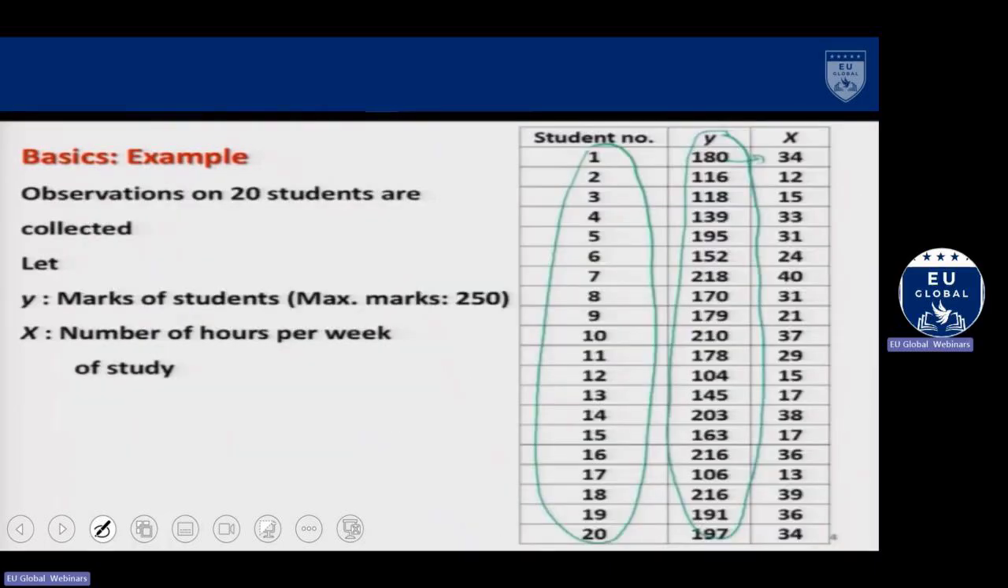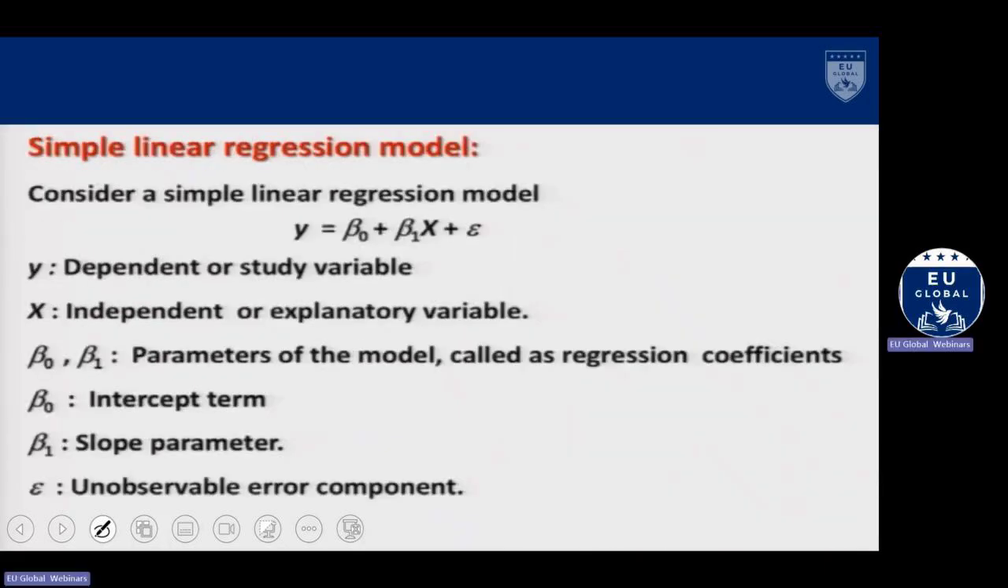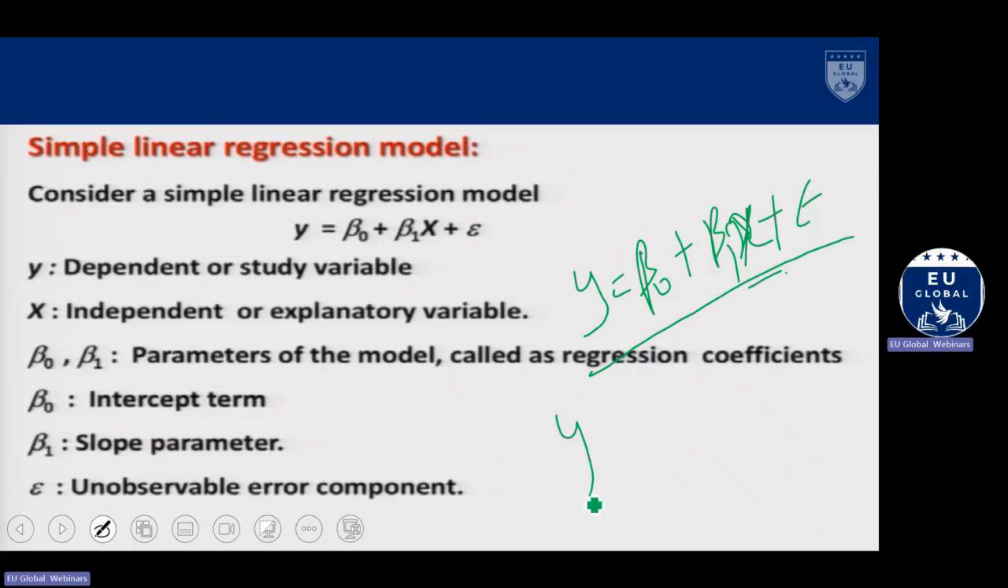In this, we have observations of 20 students, where y is the marks of the students and x is the number of hours per week of study. So here we have a simple linear regression model with the equation y is equal to beta naught plus beta 1 x plus epsilon. Here y is called your dependent variable and x is called your independent variable.